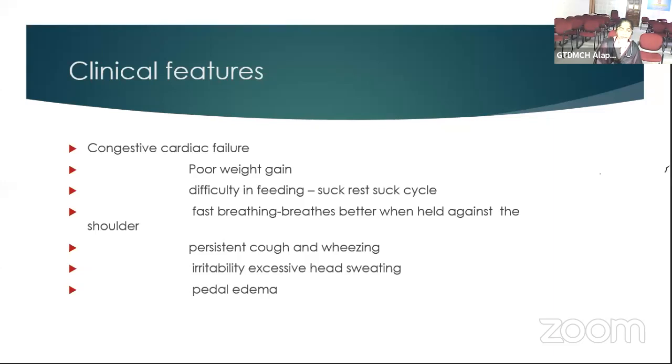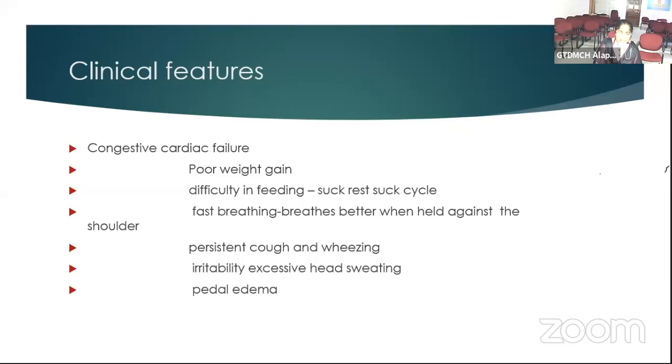Now, the main clinical features are congestive cardiac failure, then recurrent respiratory infections, and failure to thrive. Now coming to congestive cardiac failure, it may present with poor weight gain. Poor weight gain may be a feature of congestive cardiac failure. Then difficulty in feeding, which is called suck-rest-suck cycle.